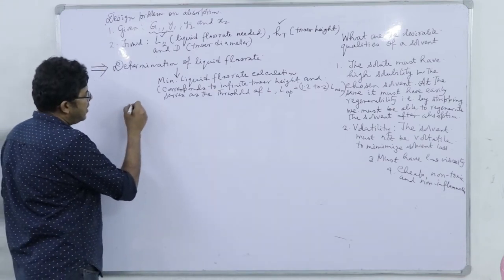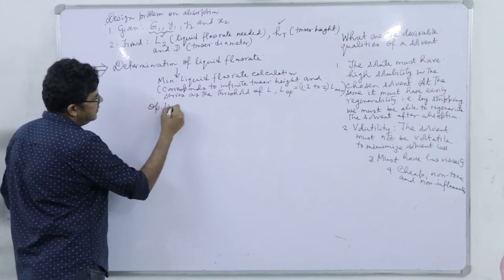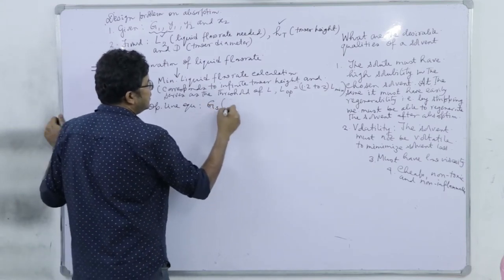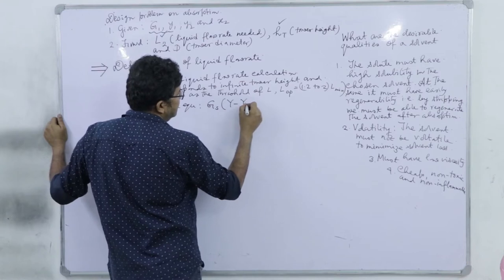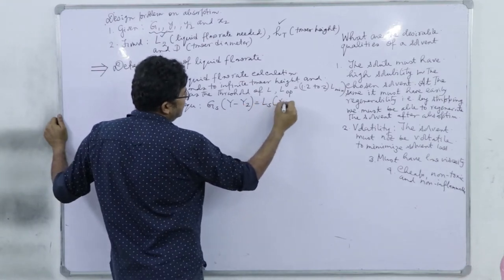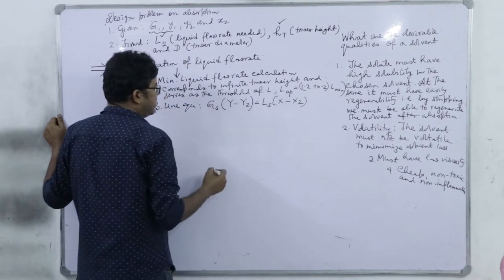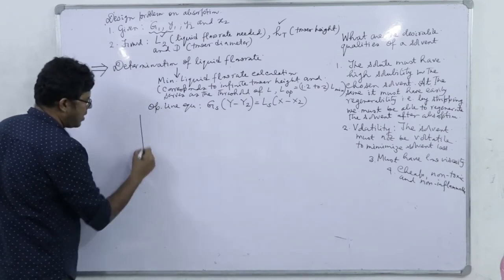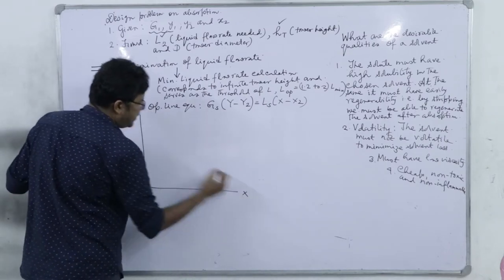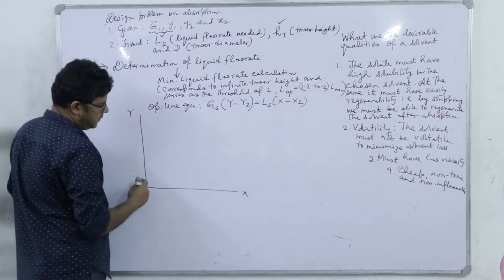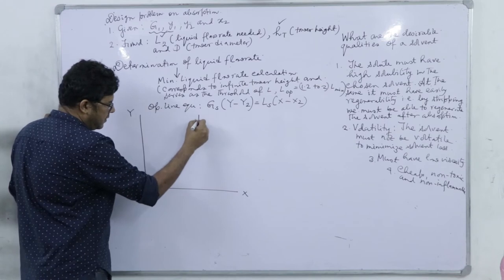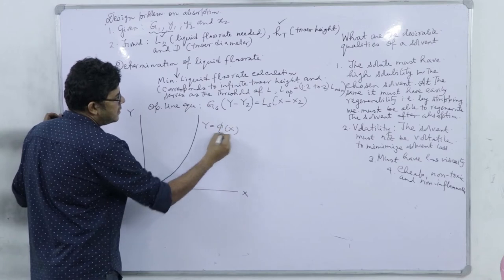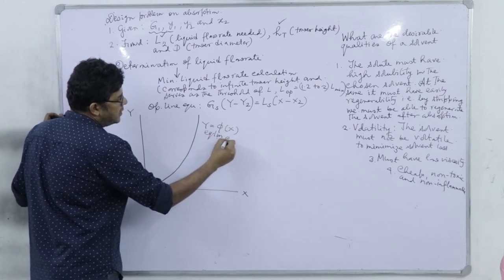So, you see the operating line equation is Gs into (Y minus Y2) equals Ls into (X minus X2) in case of absorption. So, we have this operating line equation. Now, if I think of this curve, like this is the equilibrium relation, equilibrium curve.